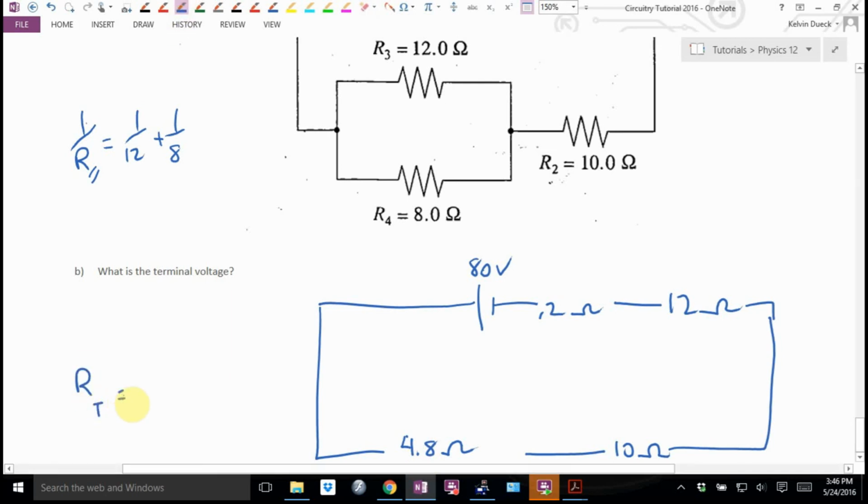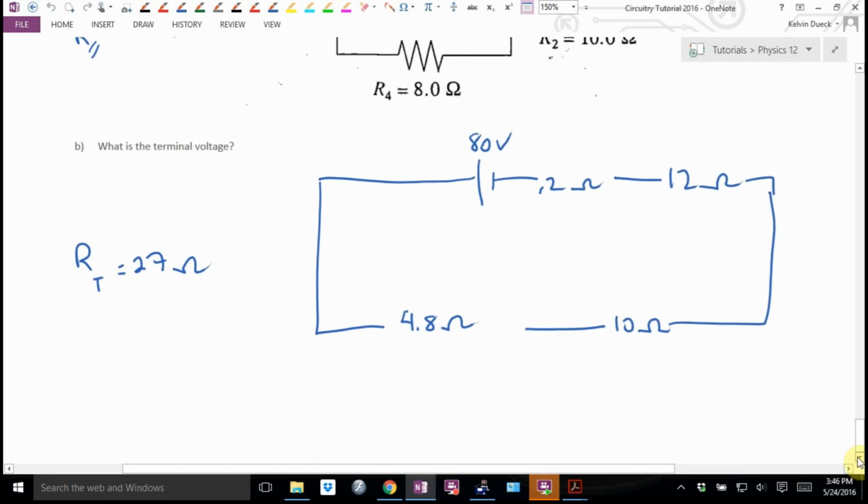Our total is, yes? 12 plus 10. No, that's totally wrong. 27. Which is still not bad. I thought 25 for a second I was going to get. Good gosh. Okay, 27. Our whole goal is always we want to find total current, because then it falls apart. It's going to be V total divided by R total. V total, there's my battery.